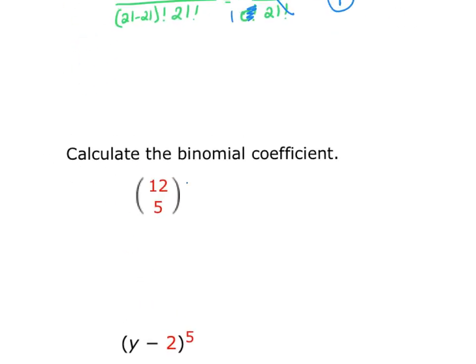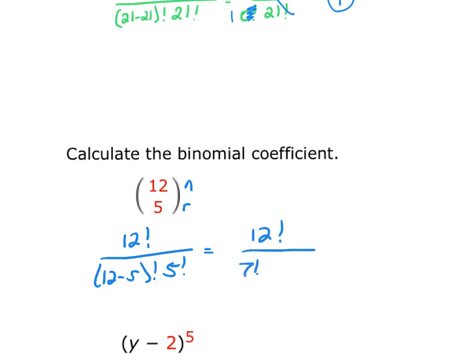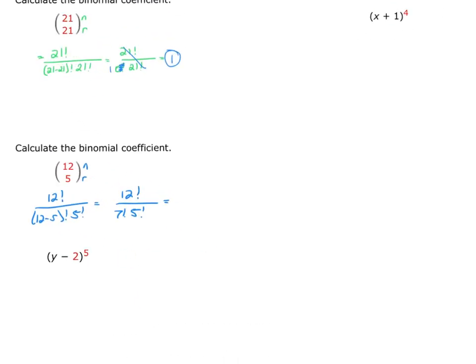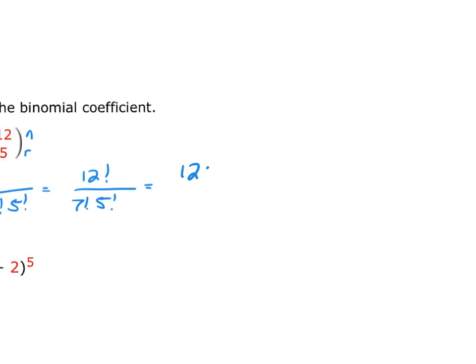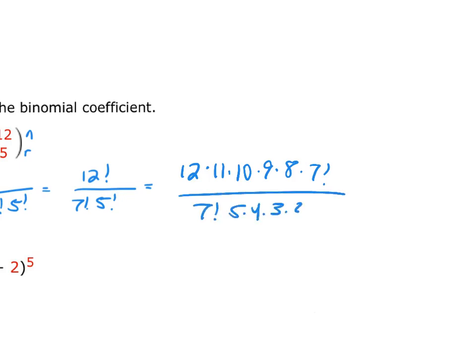Sorry. N and R. So 12 factorial over 12 minus 5 factorial, 5 factorial. 12 factorial over 7 and 5 factorial. 12 times 11 times 10 times 9 times 8 times 7. I'll stop at 7 because I have one on the bottom. And then 5, 4, 3, 2. So my 7s will cancel out.